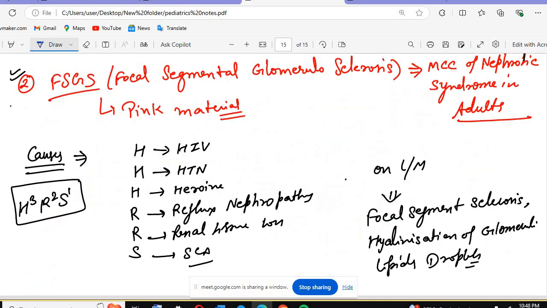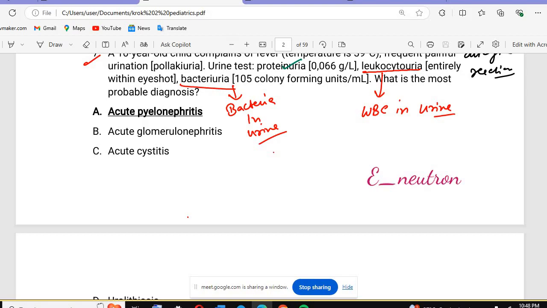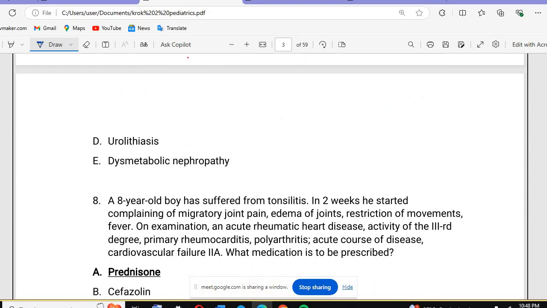So now let's come back to our questions. In the question we have discussed acute pyelonephritis, glomerulonephritis, cystitis. Then we have urolithiasis. Urolithiasis we will discuss when we discuss the kidney stone. At that time we will discuss. This metabolic nephropathy, there is nothing like that. Okay, now question number 8.